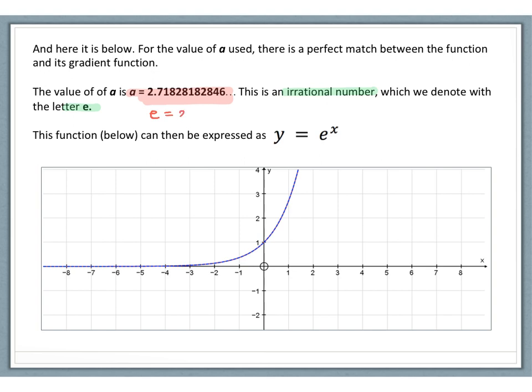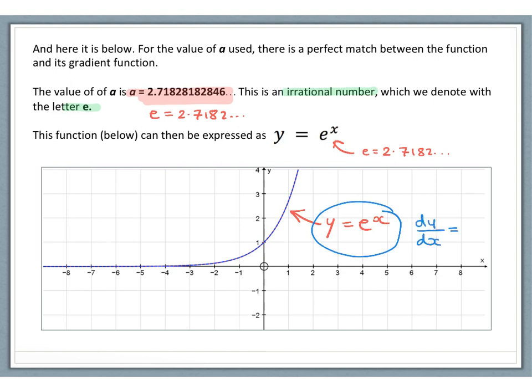So e is equal to 2.7182... So this function, y equals a to the x, we can write as y equals e to the x, where e is this irrational number 2.7182. And you can see, plotted on the graph here, the red curve just underneath, this is y equals e to the x. The blue graph that's superimposed on top of that is the graph of the gradient function, and it is a perfect match. So the function y equals e to the x has a gradient function which is equal to the y value, so it's also equal to e to the x.